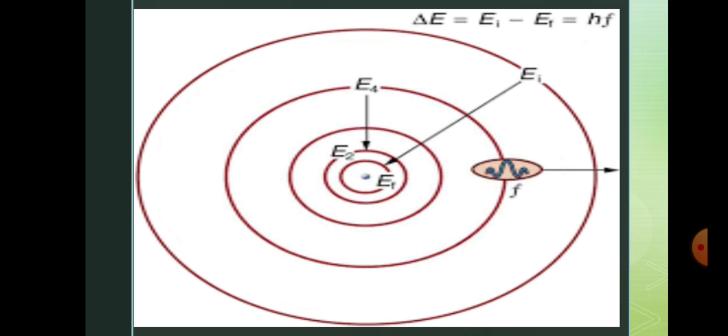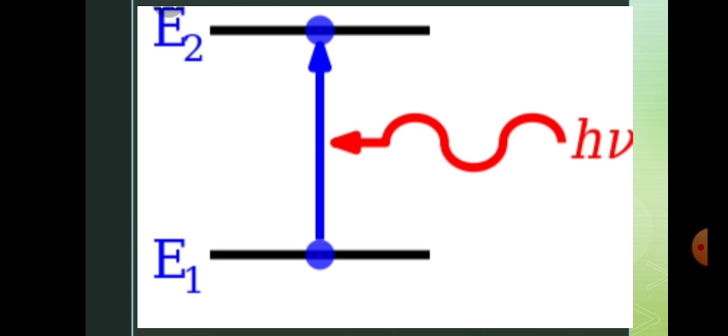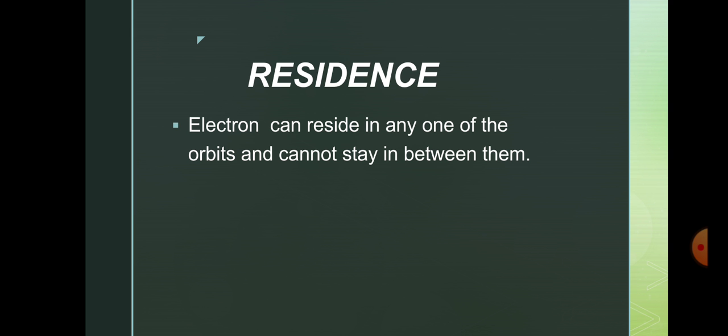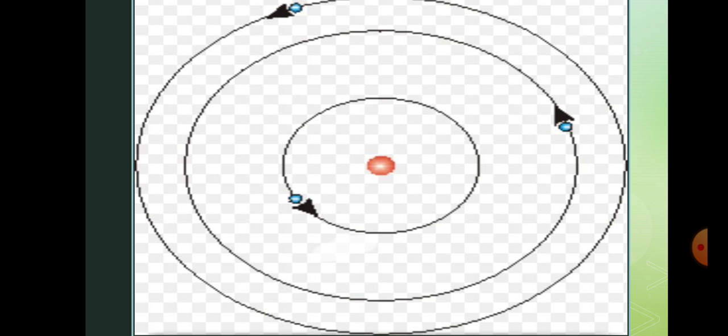So that's the energy difference between the shells, which is equal to hν. Then, for E1 and E2, when the electron absorbs energy in the form of a photon, meaning a packet of energy, the electron moves from the lower energy orbit to the higher energy orbit. Residence: an electron can reside in any one of the orbits and cannot stay in between them, meaning the electrons revolve around the nucleus in a fixed circular path and cannot stay in between.